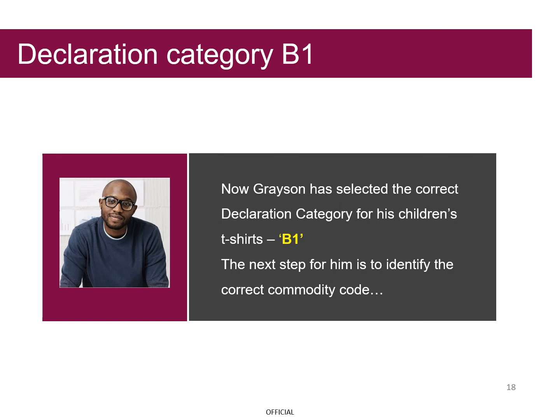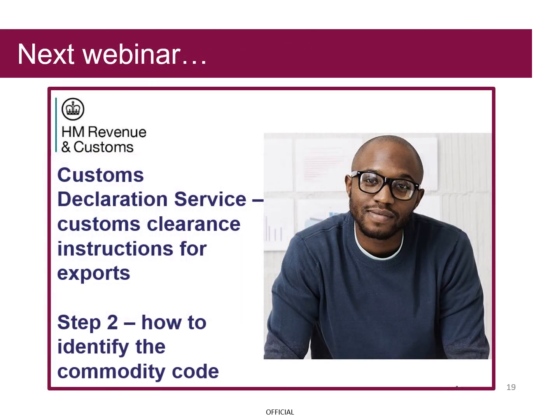Now Grayson has selected the correct declaration category, B1, for the children's t-shirts. His next step is to identify the correct commodity code. Watch our next video to find out how Grayson identifies the right commodity code.